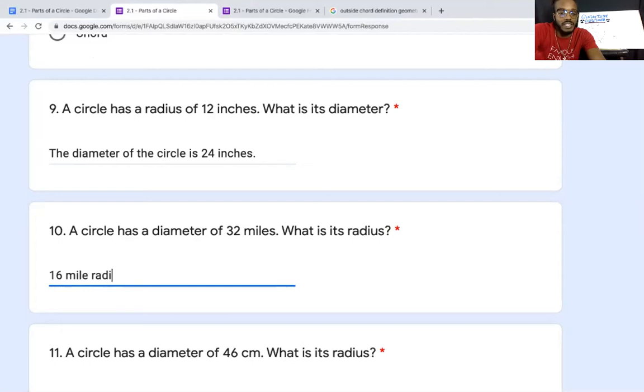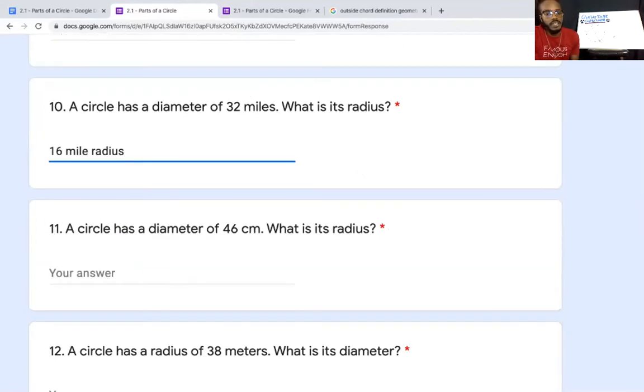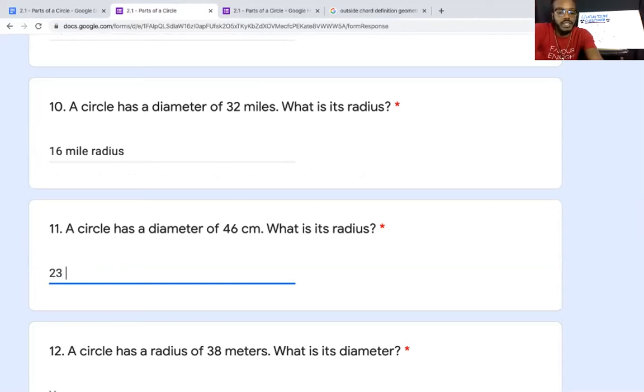16-mile radius. A circle has a diameter of 46 centimeters. What is its radius? Again, you would take 46 divided by 2. That would give you 23 centimeter radius.